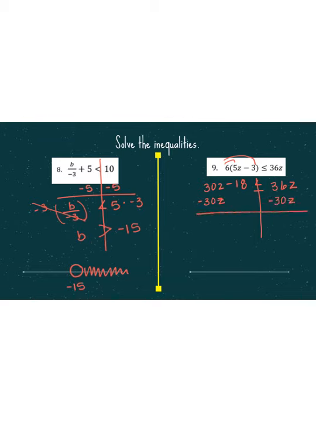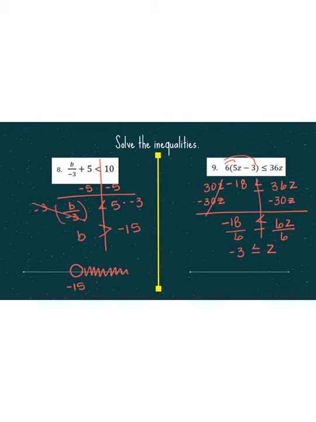-30z. So on the left, I'm left with -18 is less than or equal to 36 minus 30 is going to give me a 6z. Okay, and to get rid of that 6, we're going to divide by 6. Now, even though this is going to be a negative number, we are not dividing by a negative number. So -18 divided by 6 will give me a -3. And because that 6 is positive, we're going to leave the symbol the same.